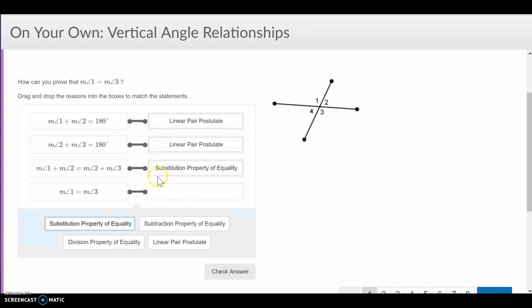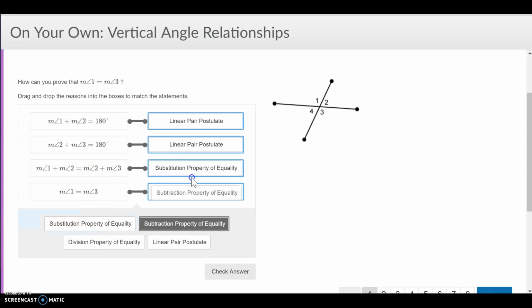There we go. And then we subtract the measure of angle 2 from both sides of this equation, which leaves us with the measure of angle 1 equals the measure of angle 3. The reason we could subtract the same thing from both sides is the subtraction property of equality.